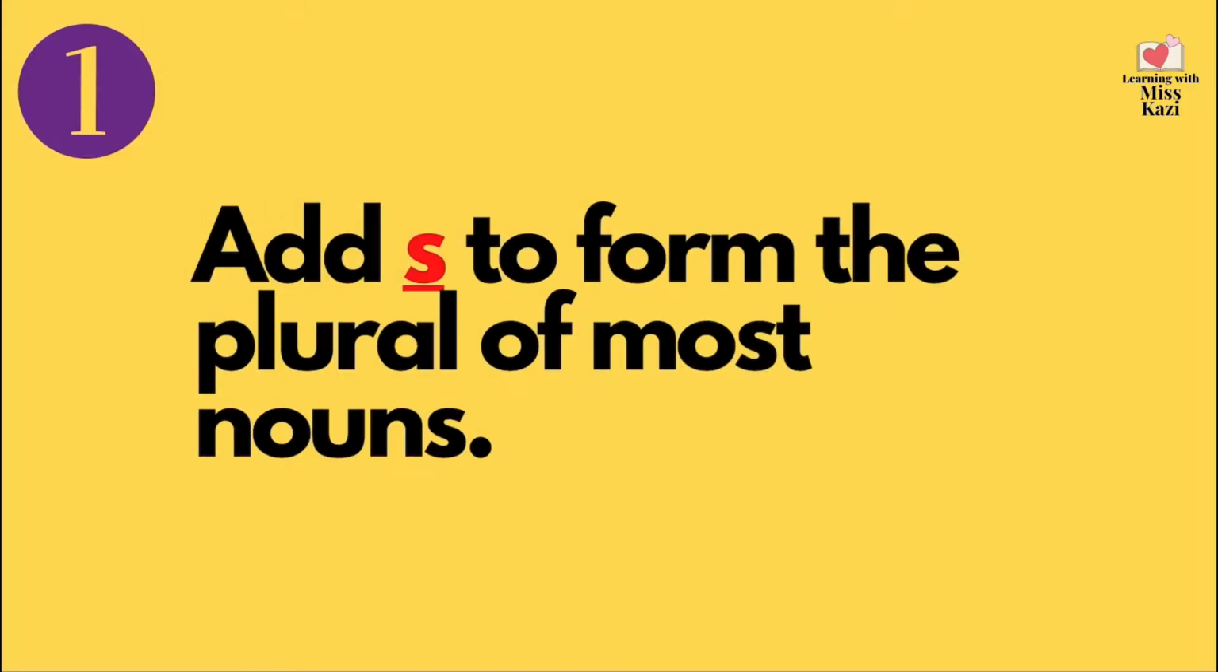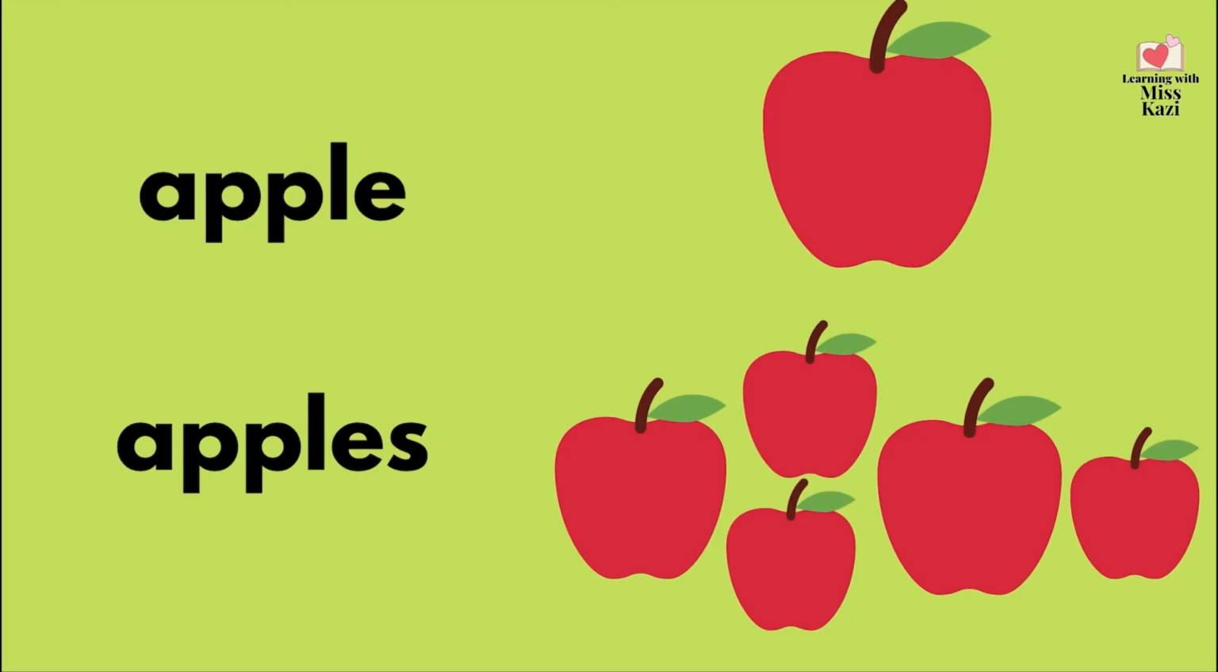Add s to form the plural of most nouns. This is very simple. Most of the words, to change them from singular to plural, all we need to do is add an s at the end of it. So, I have one apple and I have many apples. To make it plural, I added an s at the end of it.